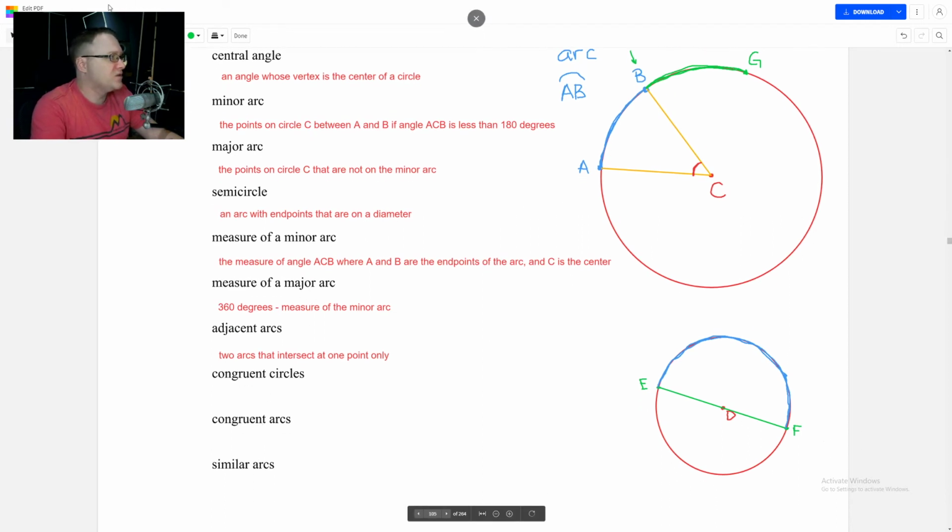Next, these next two words don't really have much to do with arcs. Actually, the next word doesn't have much to do with arcs, the one after it does. What are congruent circles? Congruent circles are circles that have the same radius. If two circles have the same radius, then they are called congruent circles. So if I draw two circles and they both have the same radius, then we say these are congruent. They are the same. They look the same.